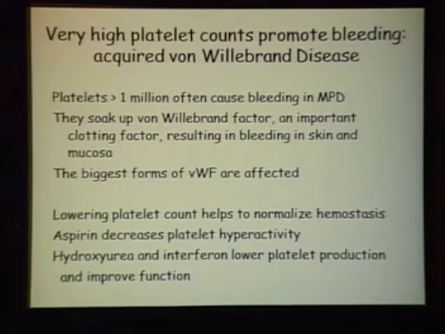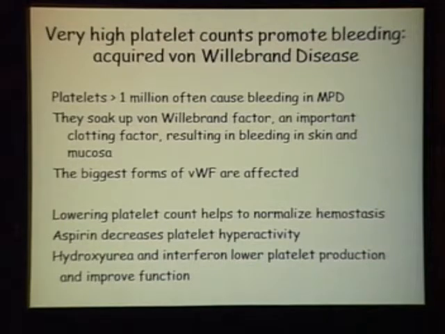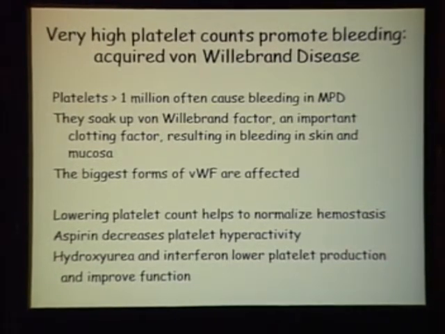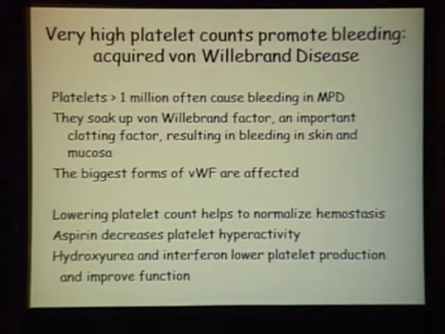Very high platelet counts, as I mentioned before, promote bleeding. These are counts over 1.2 to 1.5 million. And the reason for this is mainly that the platelets soak up an essential clotting factor called von Willebrand factor and make it unavailable, resulting in bleeding, which is mostly in the skin, the mucosa, and the GI tract. And the largest forms of von Willebrand factor, which are the most important for hemostasis, are the most affected. This causes a disease called acquired von Willebrand's disease.